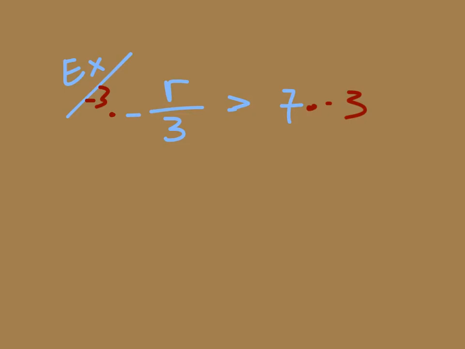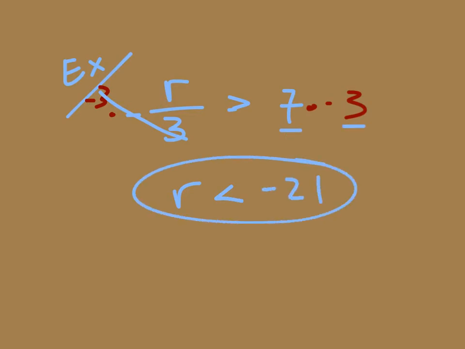When I do that, what I have over here is -3 divided by -3, which is going to divide out to 1. And so you're just left with r. Because we multiplied both sides by a negative number, I want to flip my inequality symbol and then do 7 times -3, which is going to give us -21. And that's my solution.